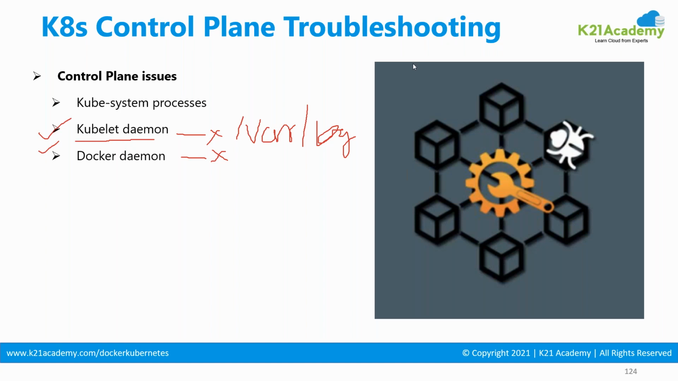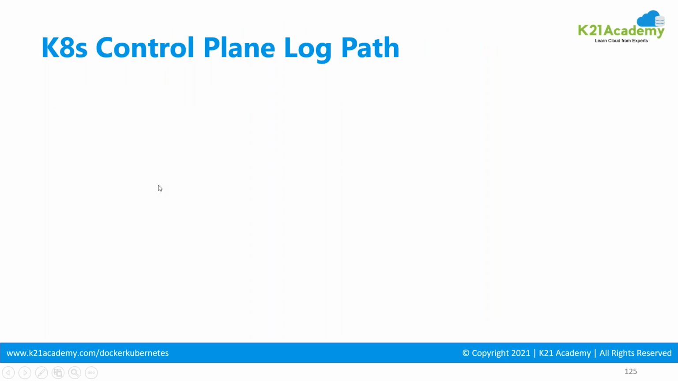If your web server is not running, how do we troubleshoot? We go to /var/log/apache and check the logs there. So the first step of troubleshooting is checking the logs. But if you don't know where to check the logs, then it creates a problem, right? So let's see how to check the logs and where they are available for you.